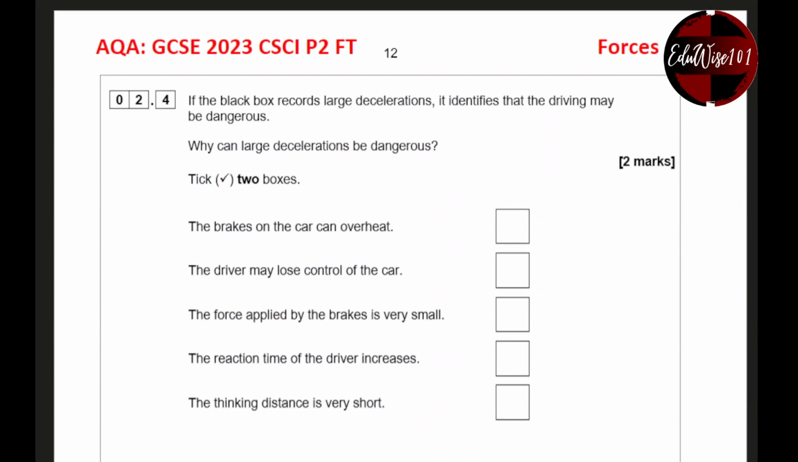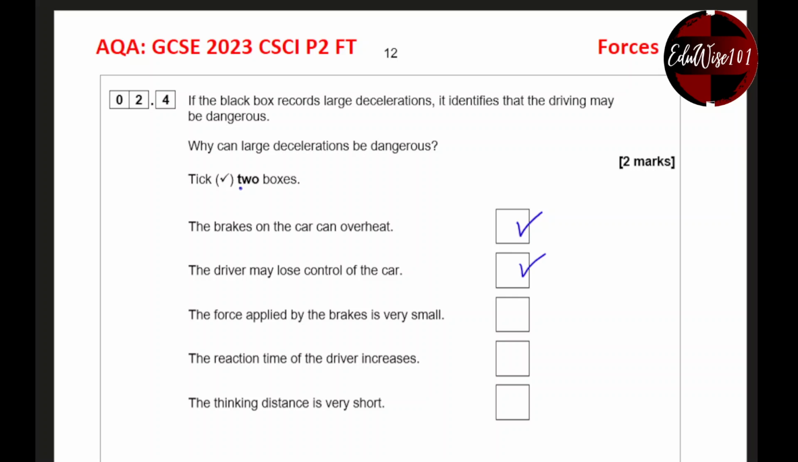Question 2.4. If the black box records large decelerations, it identifies that the driving may be dangerous. Why can large decelerations be dangerous? Well, if you decelerate really fast, if you try stopping the car really quickly, why will it be dangerous? The brakes in the car can overheat. That is true. If you do it far too often, the brakes can overheat. The driver may lose control of the car. Yes, you could lose control of the car.